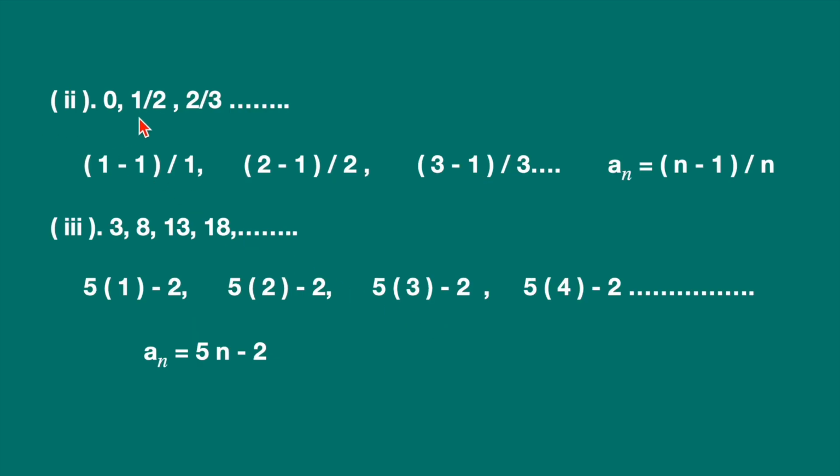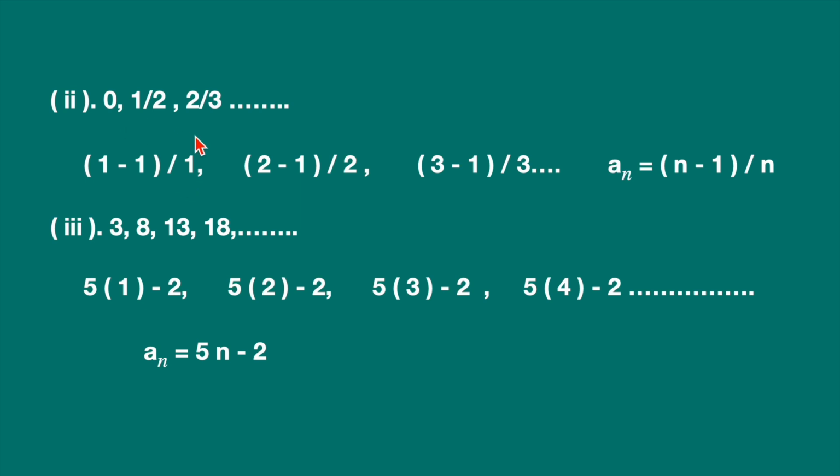Third sum, 0, 1 upon 2, 2 upon 3. Let's write down this. These are fractions. So the nth term also will be in terms of a fraction. So this is the first term. So this will be 1 minus 1 upon 1. So this will become 0. 0 upon 1 is 0.